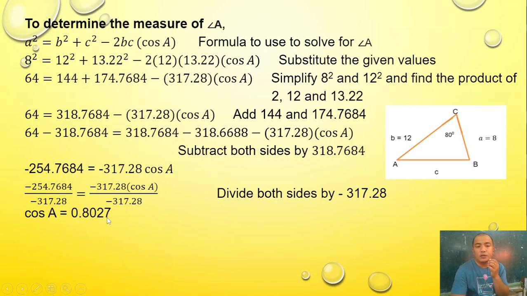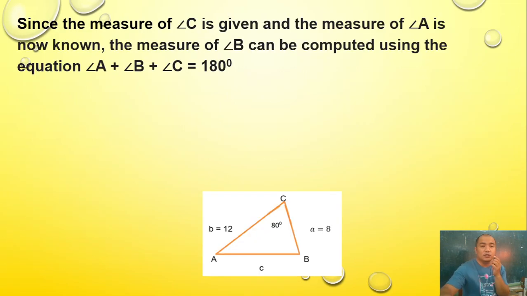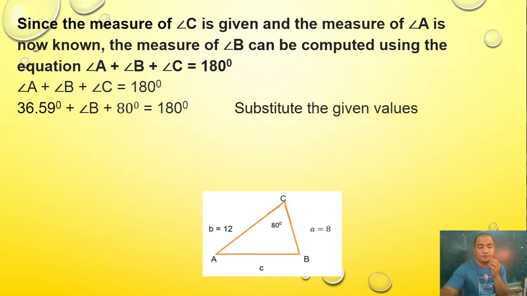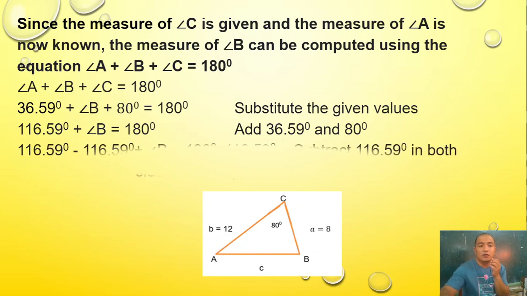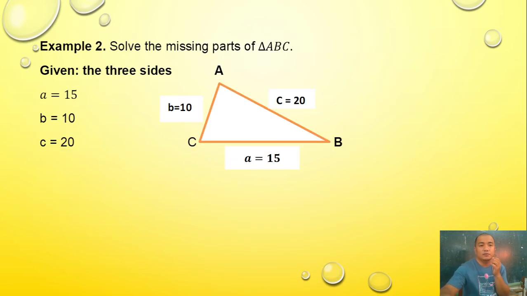Finally, dito na tayo. Cosine A equals 0.8027. So to solve for angle A, press in your calculator shift cos 0.8027. The answer is 36.59 degrees. And to solve for the third angle, ganun naman, 180 minus 80 minus 36.59, or 180 minus 116.59 degrees. The answer is 63.41 degrees.